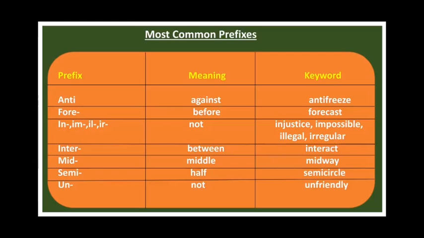Next is mid, that is middle. So mid plus way becomes midway. Next is semi, which is half. So when you add semi to circle, it becomes semicircle. Next we have un, which is not. So when you add un to friendly, it becomes unfriendly.